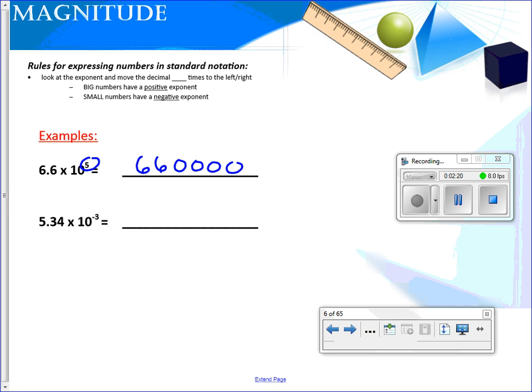The next one, looking at that exponent, it's a -3. That lets us know the negative, that we're going to be moving it to the left. The 3 means move it 3 places to the left. So we go 1, 2, 3. Check that.